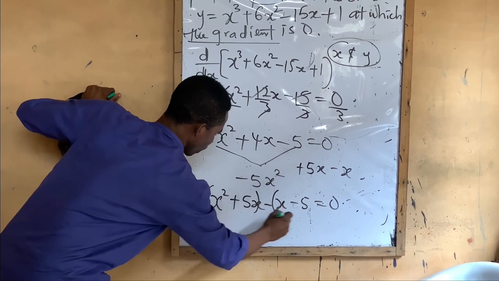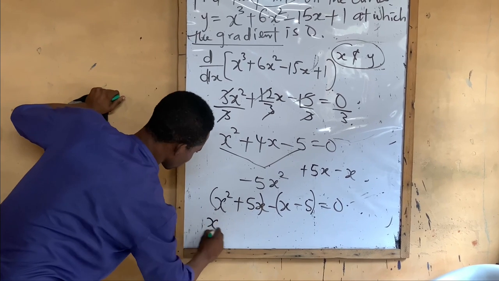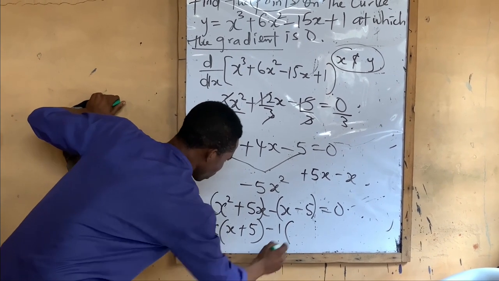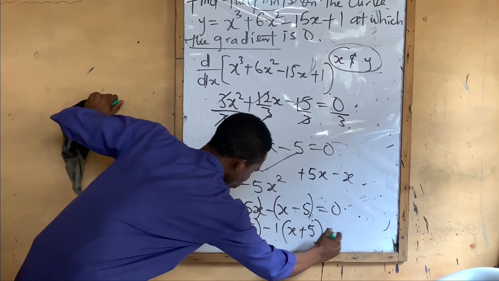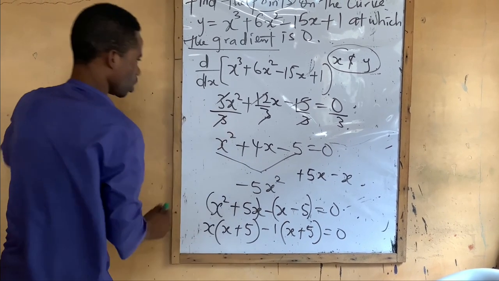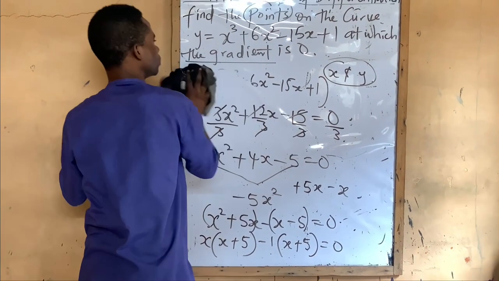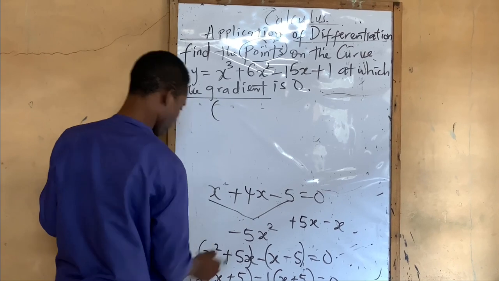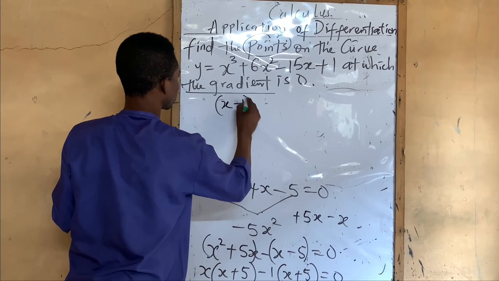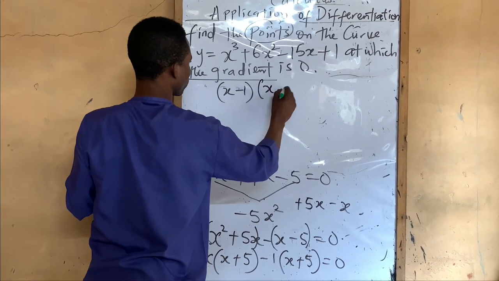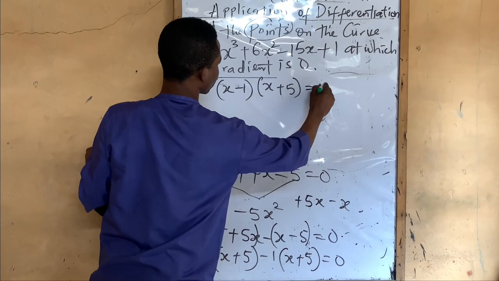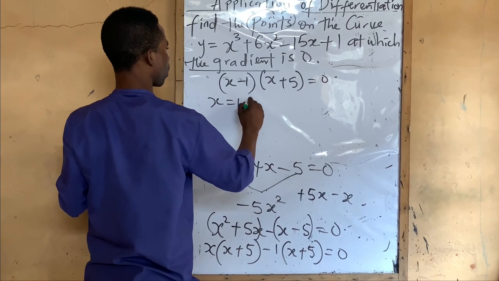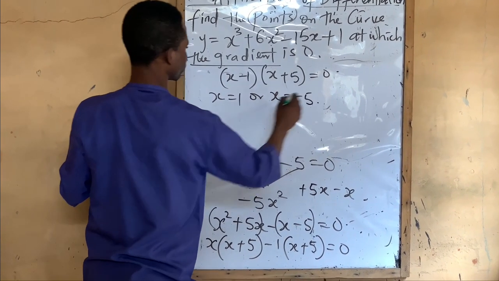If I group this together, what is common here? x into bracket x plus 5, minus 1 into bracket x plus 5, equals 0, because minus and plus is 1. So that means we are having (x minus 1) and (x plus 5) equals 0. Definitely we are having x equals 1 or x equals minus 5.